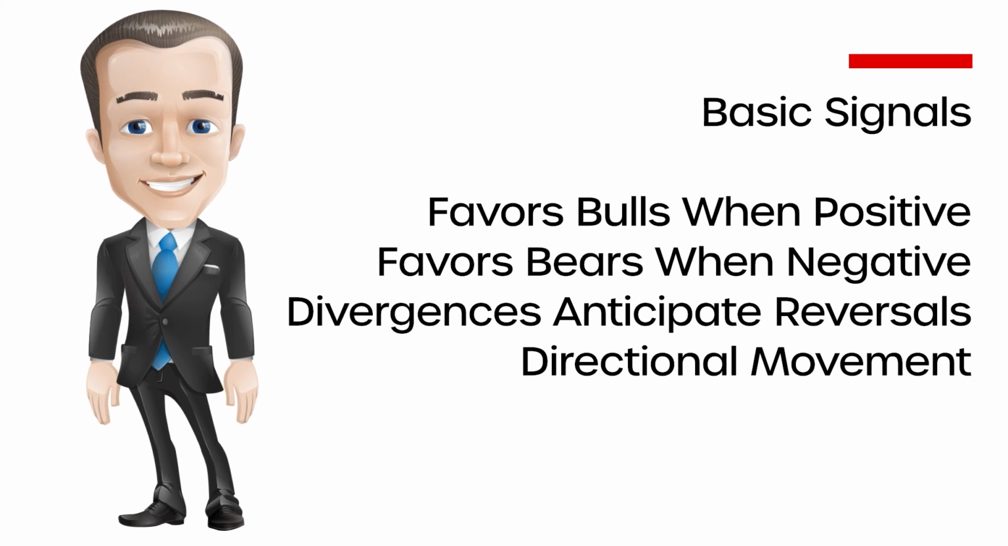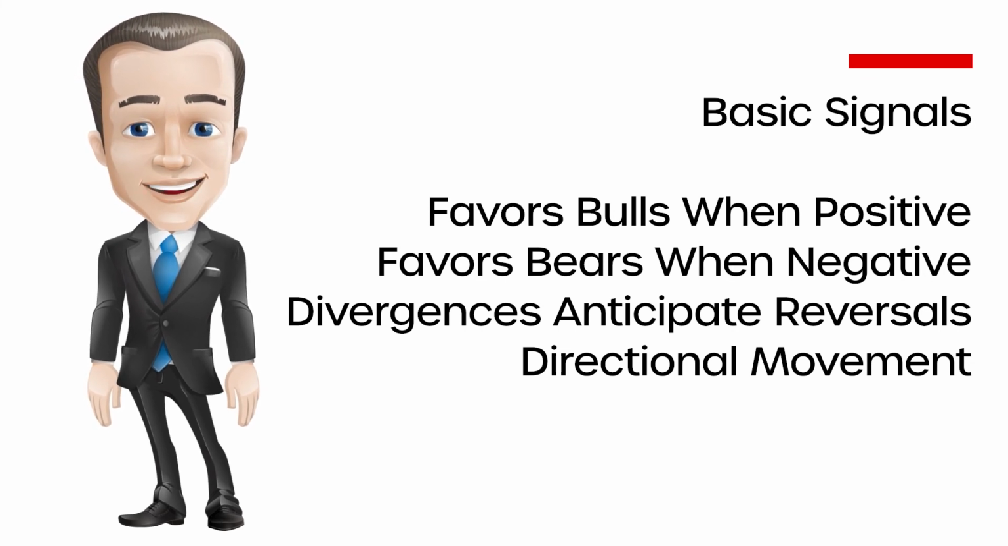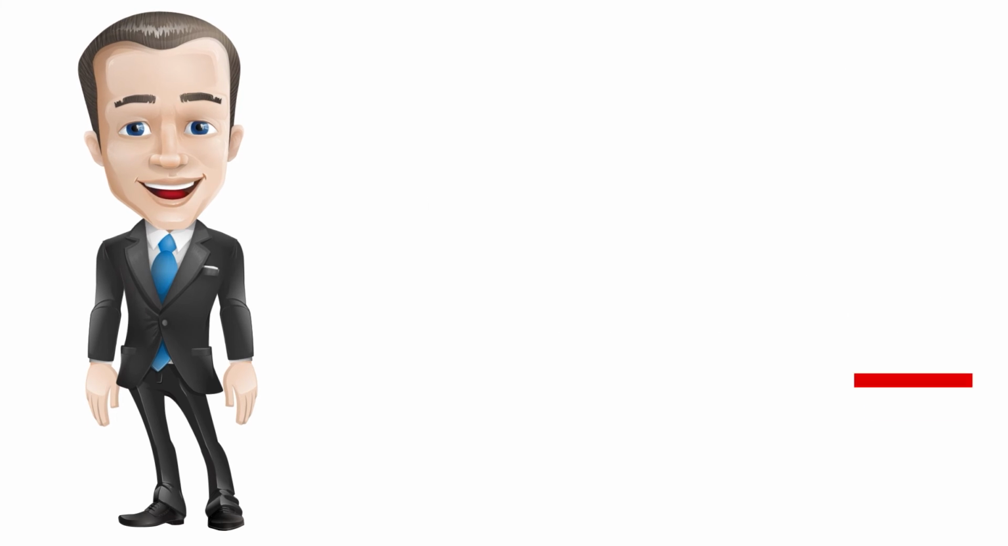There are three basic signals. The Summation Index generally favors the bulls when positive and the bears when negative. It gives bullish and bearish divergences, which analysts can use to anticipate reversals. It can show directional movements, which can be used to define a bullish or bearish bias.